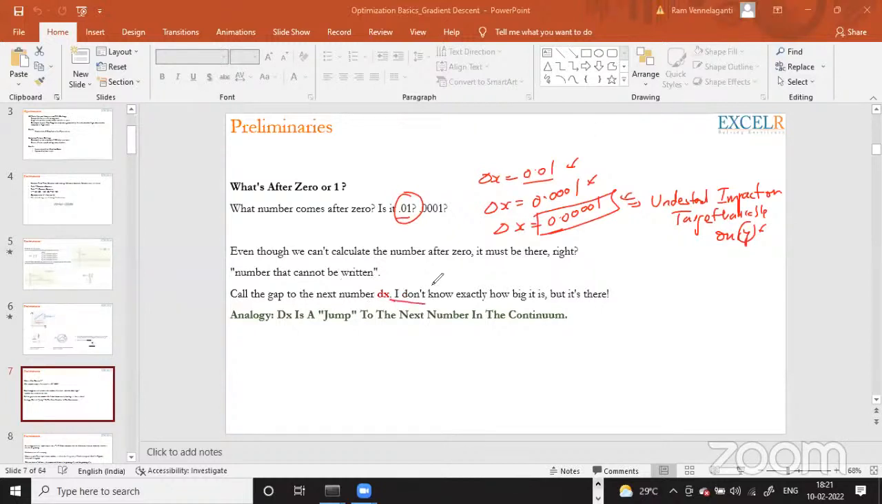So we don't know exactly what that small difference is, but still you want to find out. However small it is, we want to use that smallest of smallest differences, and we want to understand what the impact on your target variable is going to be. We want to study that.